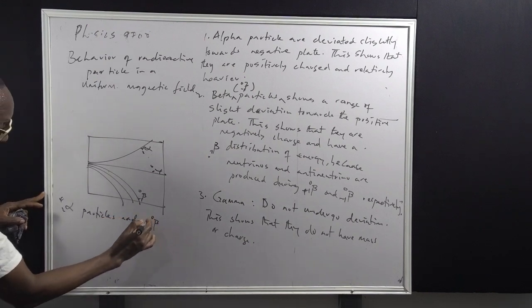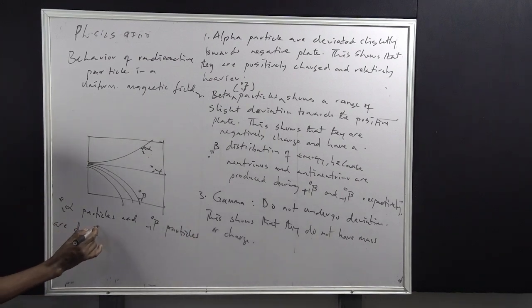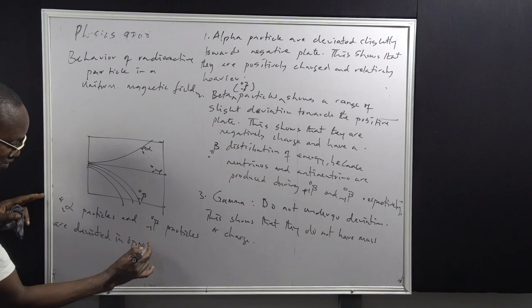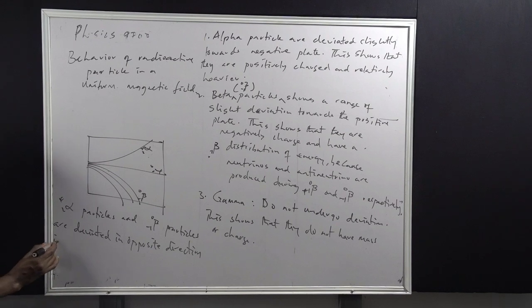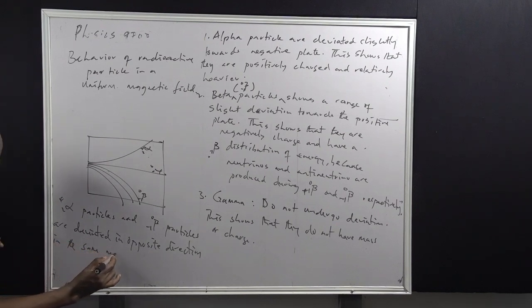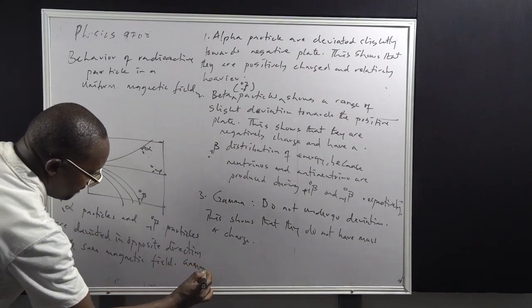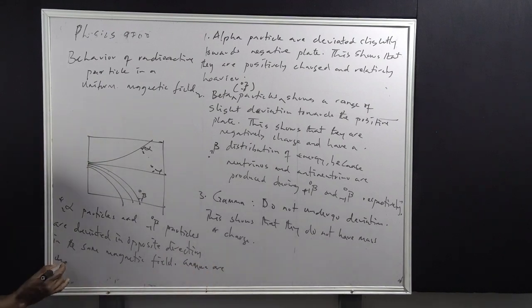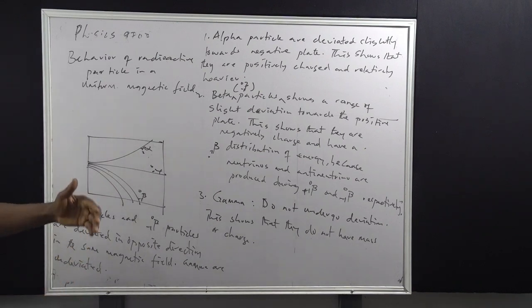So alpha particles and beta minus particles are deviated in opposite direction in the same magnetic field. Gamma are undeviated. So this also shows you that gamma particles do not experience magnetic force. And the reason for that is also the same reason why they do not experience electric force. That's because they do not have what? Charge. Okay?